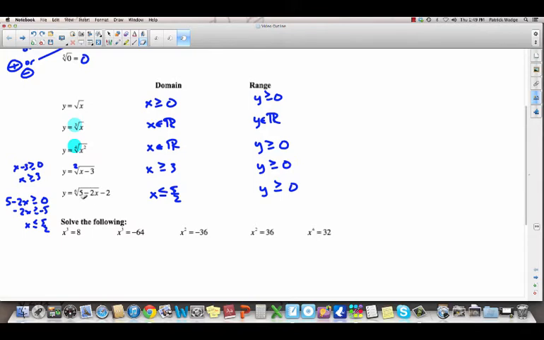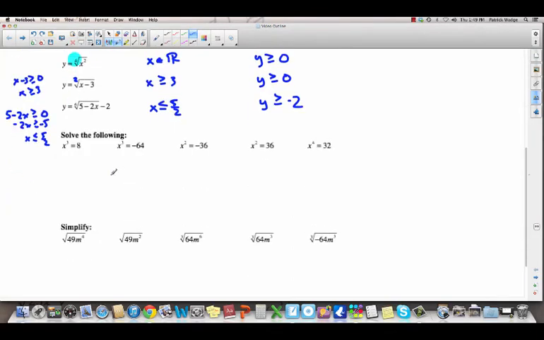So that means the smallest amount you can get is 0, take away another 2, so y is greater than or equal to negative 2. It's that vertical translation down 2, right? So that's another way you could think of it. All right, solve the following.